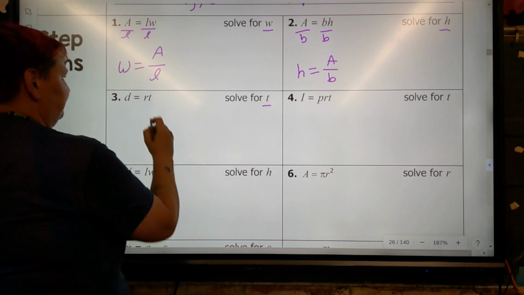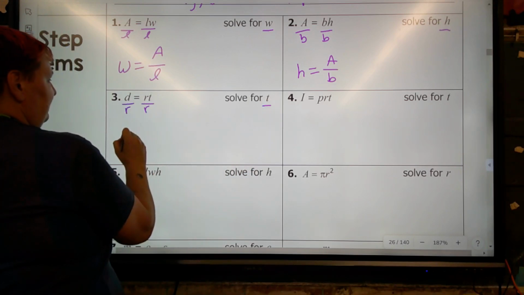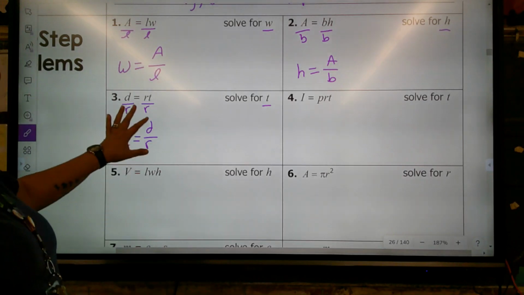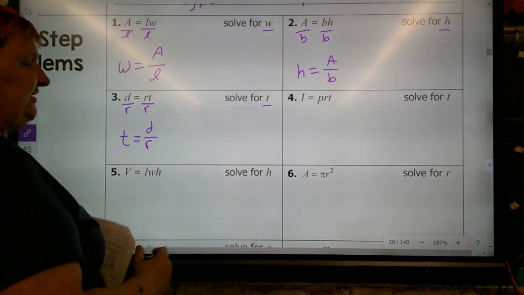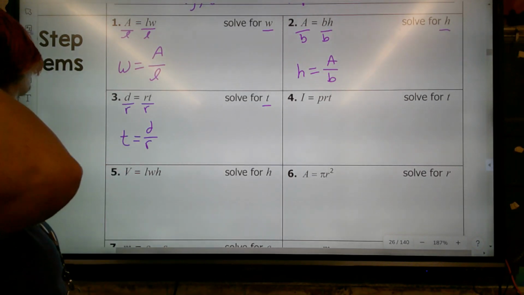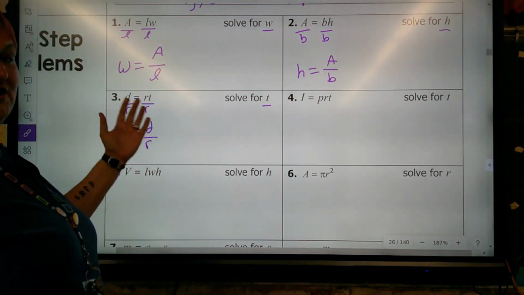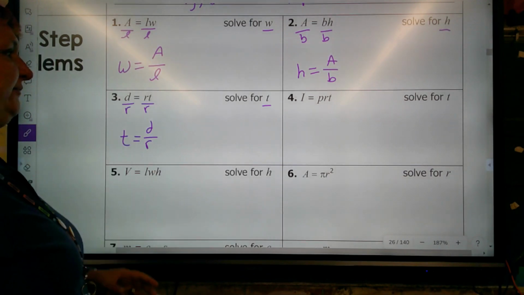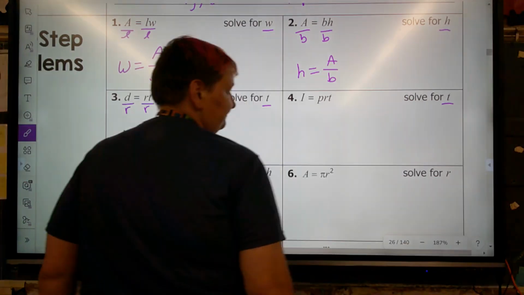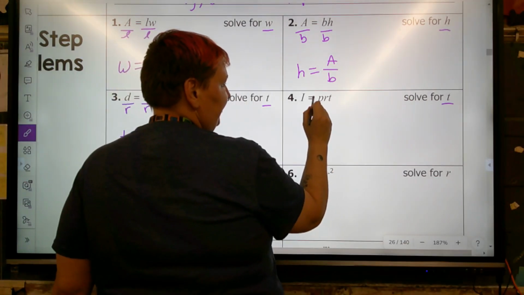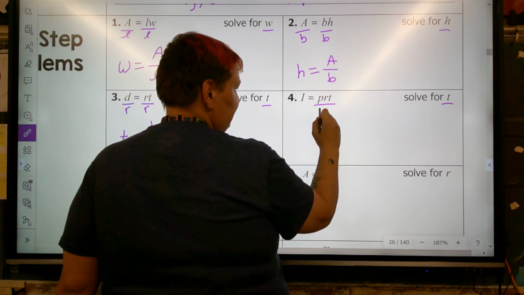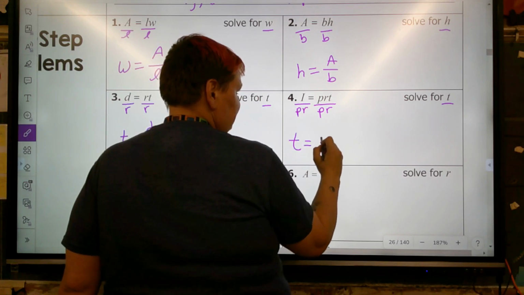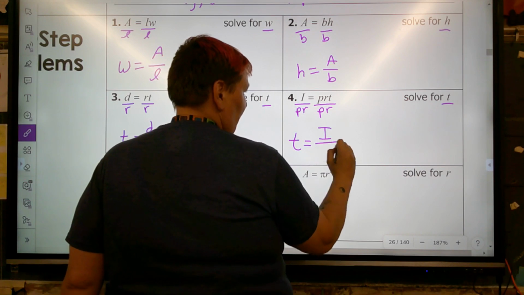Solve for T. Divide both sides by R. T is equal to D over R. And you notice how I'm flipping the answer? Because the symmetric property says that if the left and the right are equal, I can flip the problem. Right. Solve for T. To isolate the T, we got to get rid of the P times the R. So let's divide by P times R. So T is equal to I over PR.